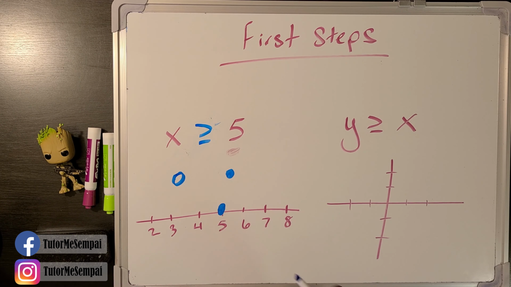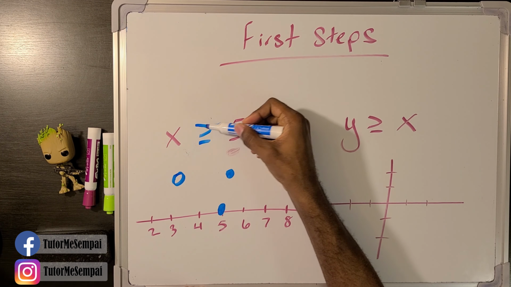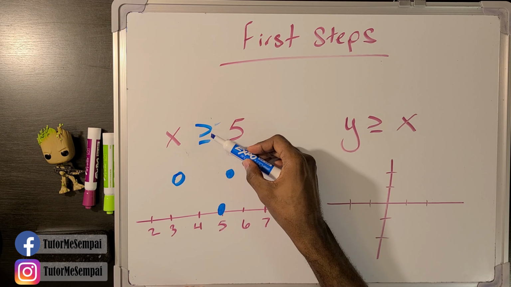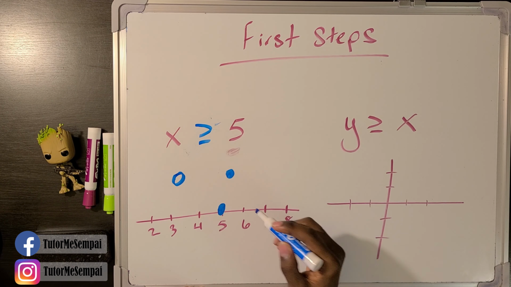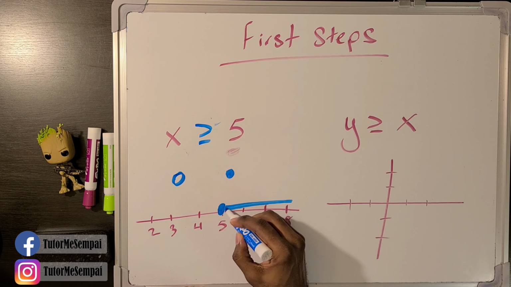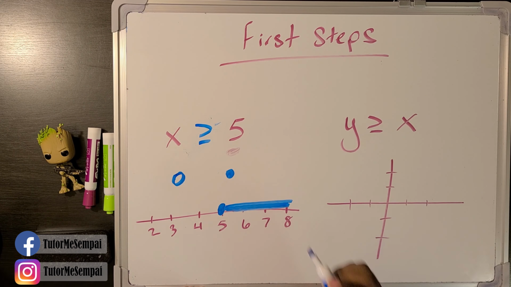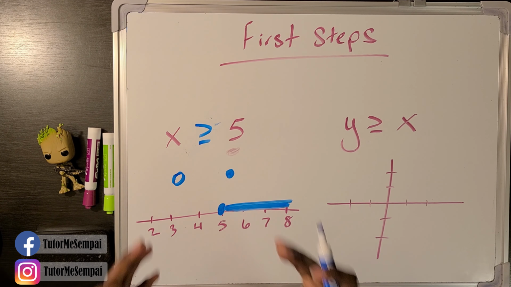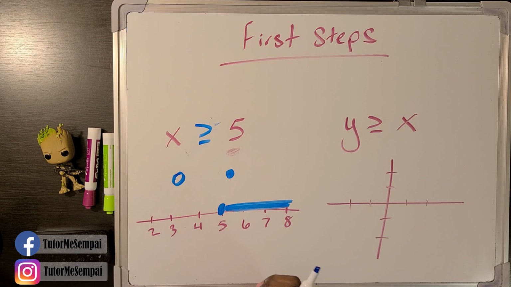The next step is figuring out, are we shading to the left or the right of this point? Well, based on your x, we want to find everything greater than or equal to 5. So we're going to be shading to the right of the point. And this is all you have to do. Graphing your inequality on a number line is going to make this look like this whenever you graph it.